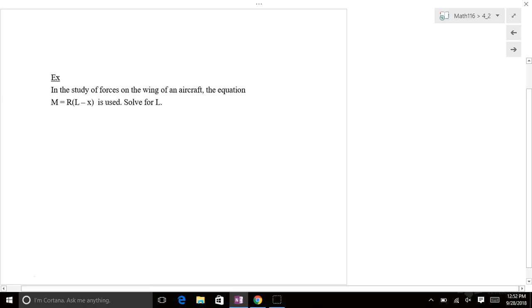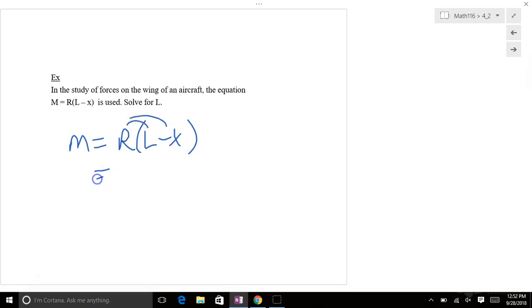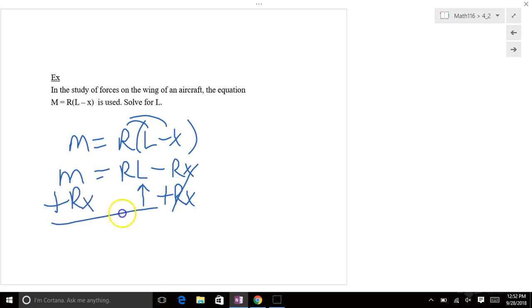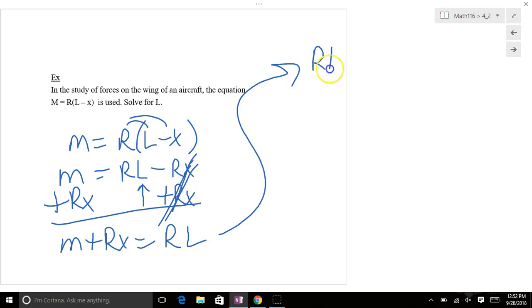Now with this one, we're solving for L, so we have M equals R times L minus X. First of all, you have to get that L out, so let's distribute that R through, so we have RL minus RX, and don't forget we're solving for that L. So let's get rid of the minus RX part. We add the RX to both sides. So that's gone, and we have M plus RX equals RL. Let me bring it up here. So RL equals M plus RX.